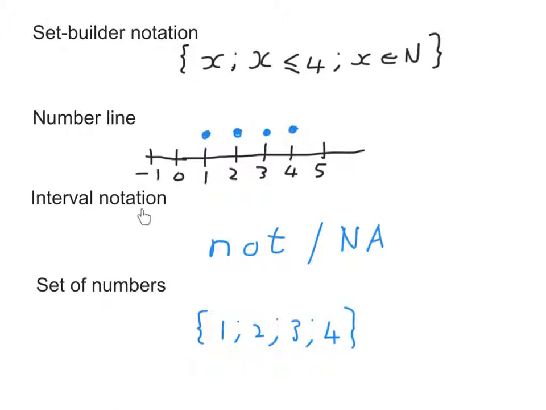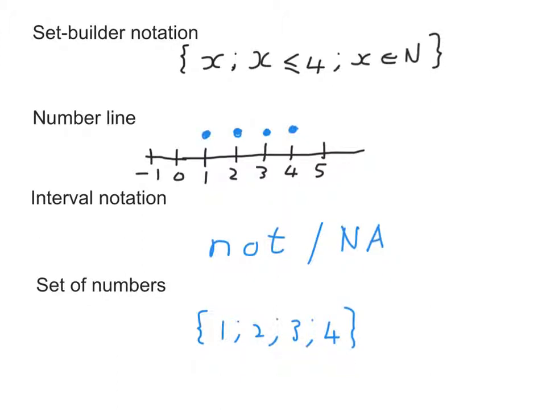And then you cannot write this in interval notation, because interval notation only gets used if you've got real numbers. Just look at the video that explains interval notation to you. And then you can write this as a set of numbers. So in curly brackets, that's a set, you write 1, 2, 3, 4.